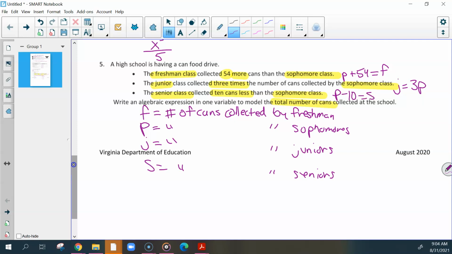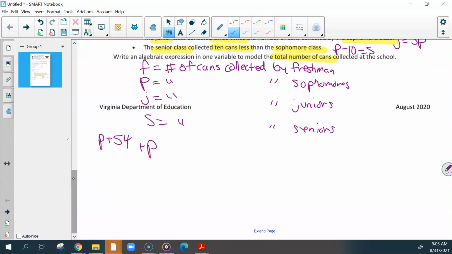So we have some equation for the freshmen, some equation for the juniors, some equation for the seniors. But if we're looking for the total number, what would we do with all of those things? Add every single class. Right. So for the freshmen, I have P plus 54. I still need to include the sophomores. I don't know what they are, but that would be just some P. The juniors were 3P, and the seniors were P minus 10.